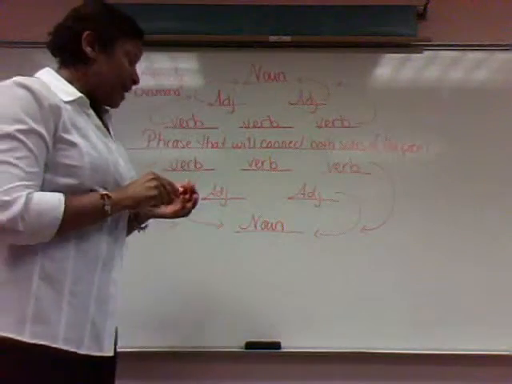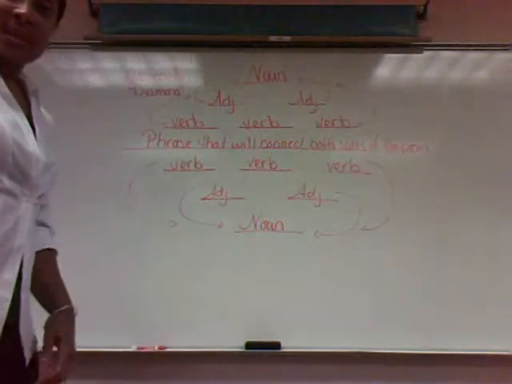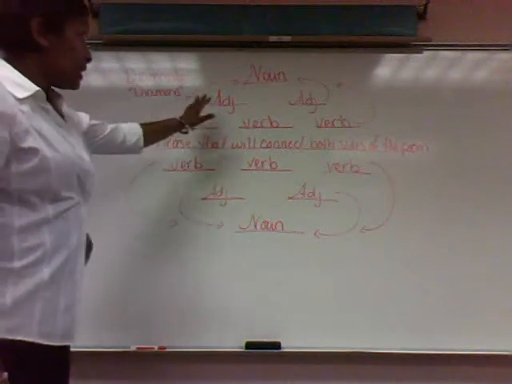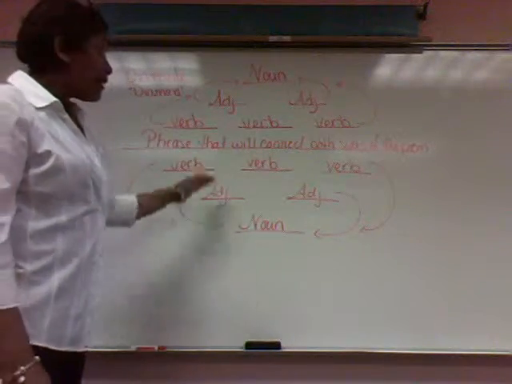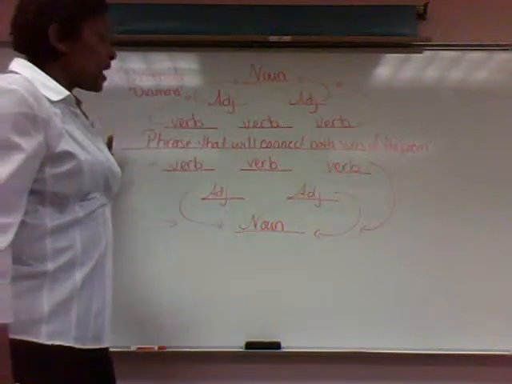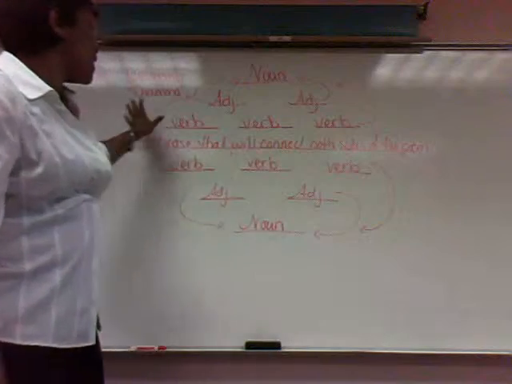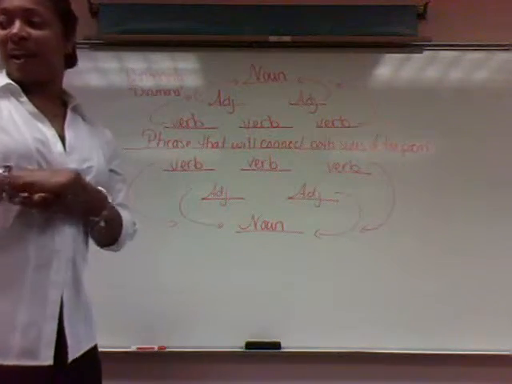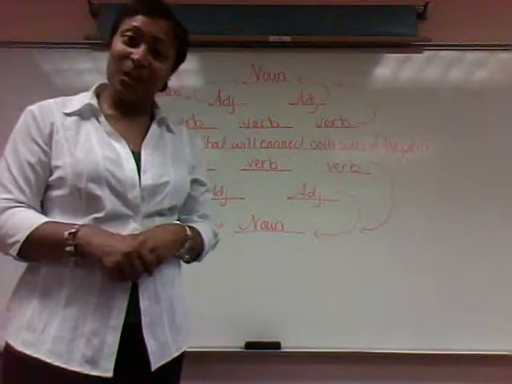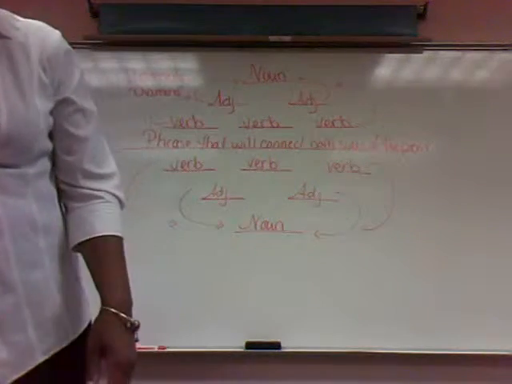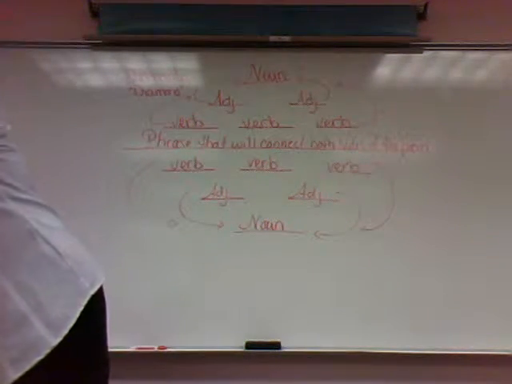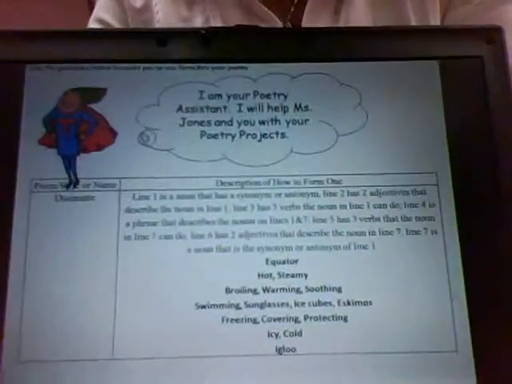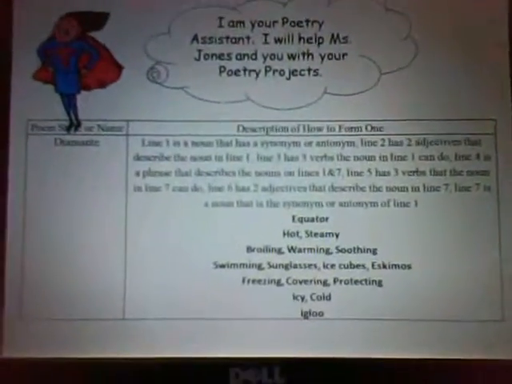Okay, so that is our setup for our diamante. Nouns at the top and the bottom, the adjectives come next, followed by our verbs, and we tie it all together with a phrase that connects the top to the bottom. And of course, you know I have an example for you because that is what I prefer to do. I always want to make sure you can see an example of what it is I'm referring to. So here we go, ladies and gents.